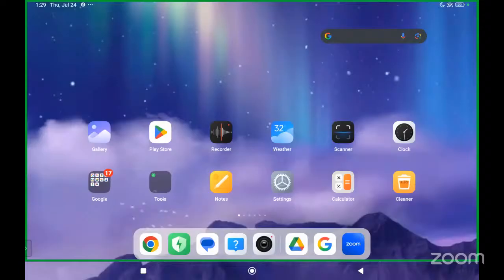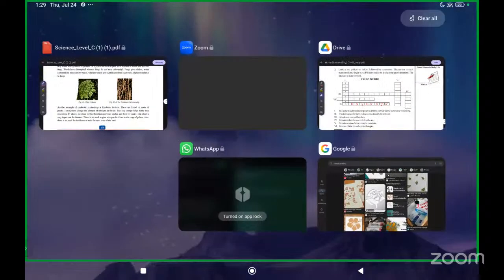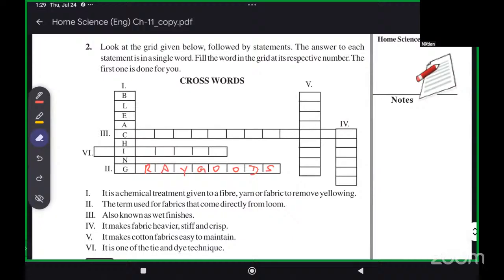Done, ma'am. But I didn't get the sixth one, the tie and dye technique. Which one? The sixth one. Did you do the sixth one?